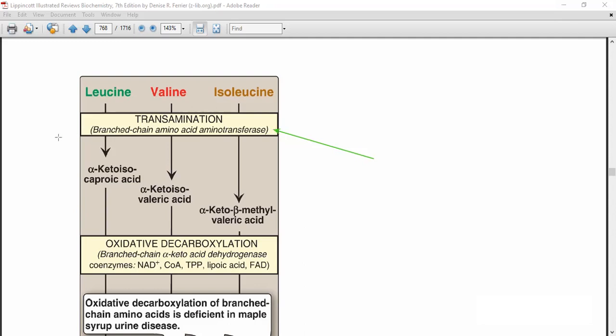acids. The alpha keto acid of leucine is alpha keto isocaproic acid. The alpha keto acid of valine is alpha keto isovaleric acid, and the alpha keto acid of isoleucine is alpha keto beta methyl valeric acid. All these 3 are the respective alpha keto acids of the 3 amino acids.